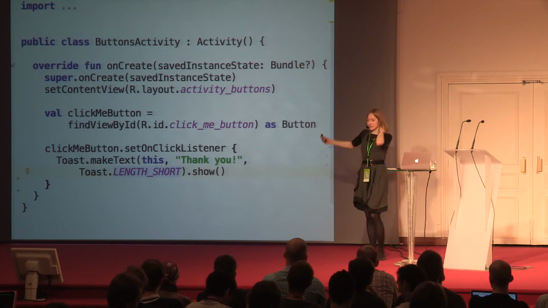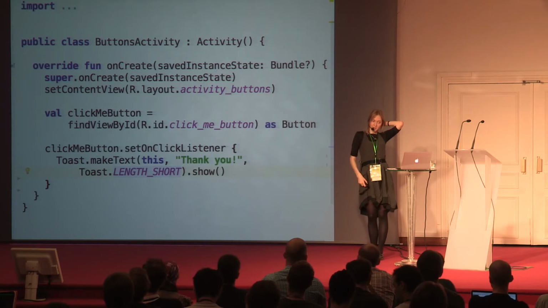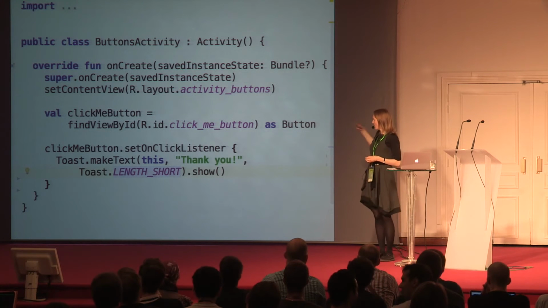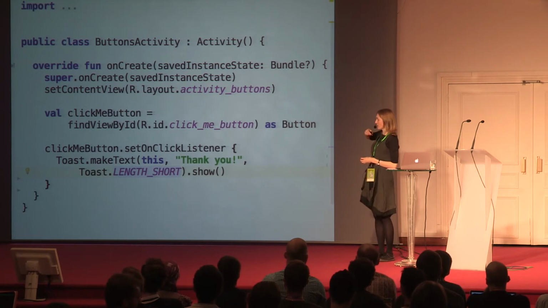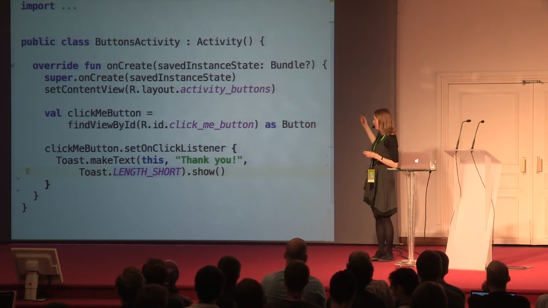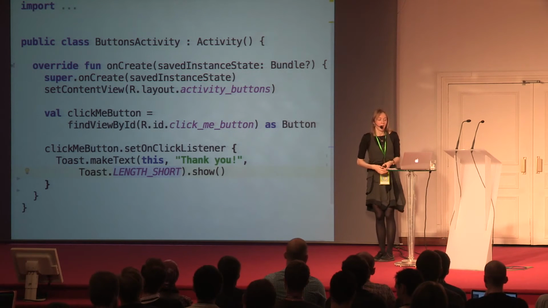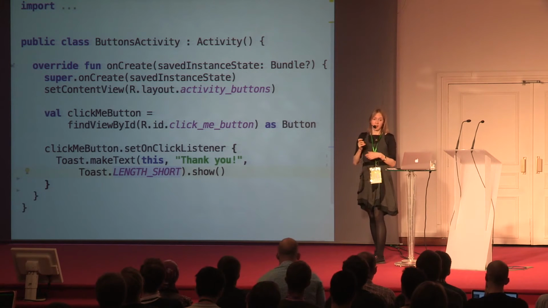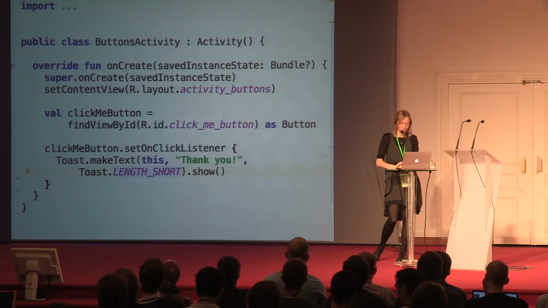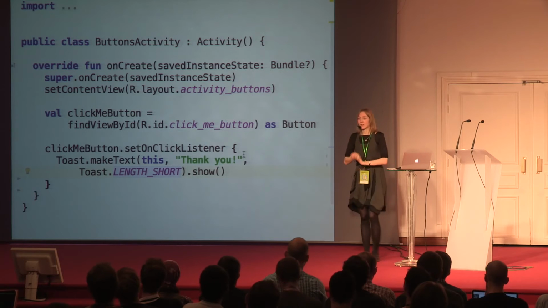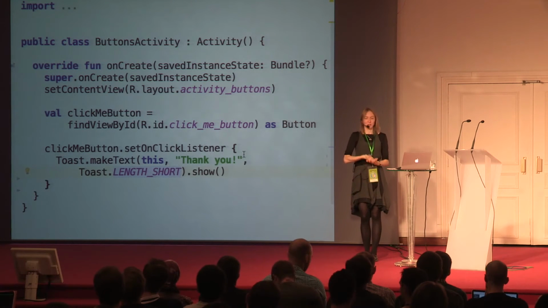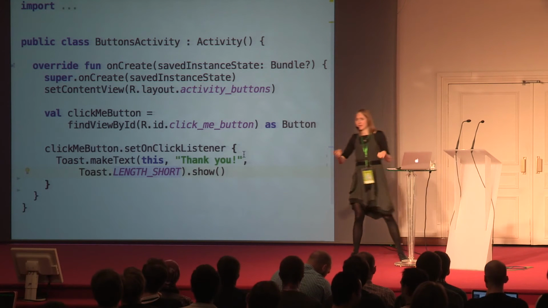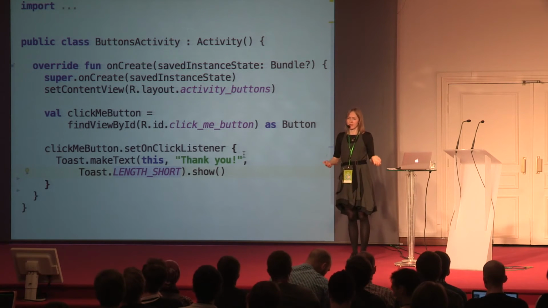So now let's look at the next example. It's an activity, and it's a very simple activity. It has only one button, a click me button, and I show a toast on click. What's interesting here is these curly braces. These curly braces actually mean a lambda. And I think you are familiar with lambdas.